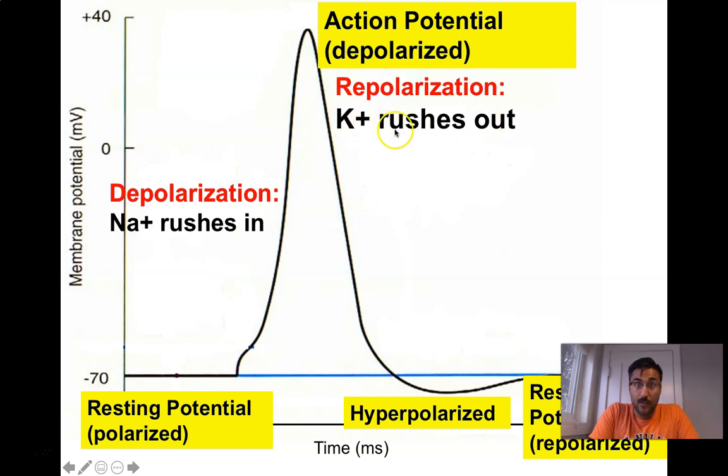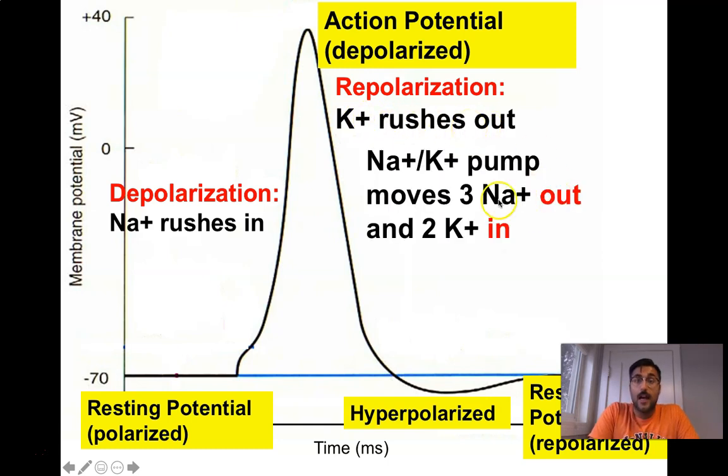So potassium rushes out, and then the sodium potassium pump is going to kick in near the end of that in order to move the proper amounts, so 3 sodiums back out and 2 potassiums back in, so that the outside can be relatively positive compared to the inside, and we can have that negative 70 millivolt resting membrane potential occur.